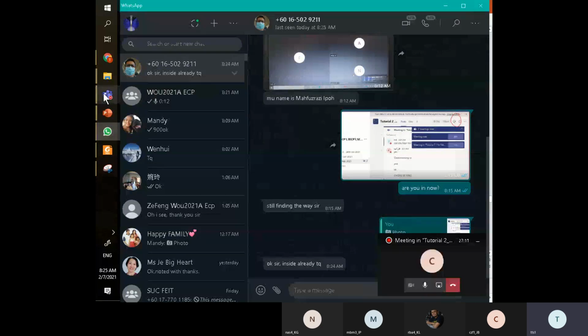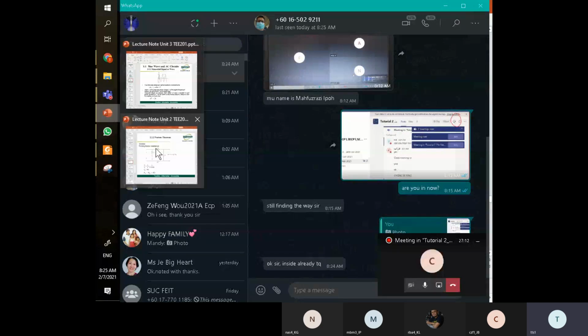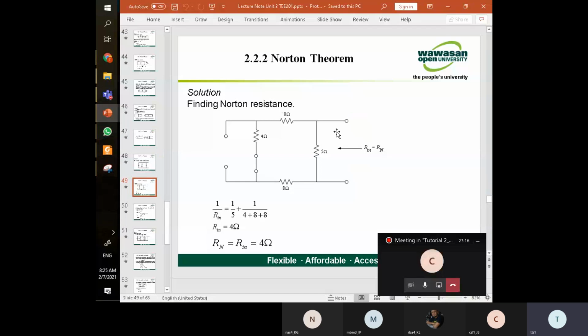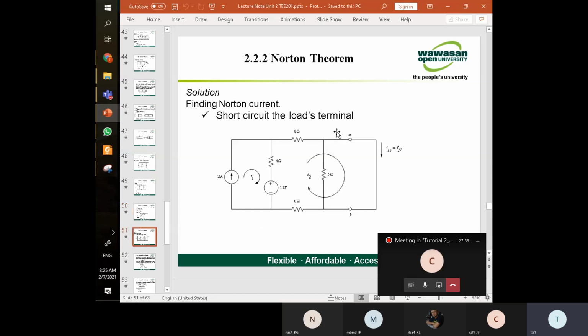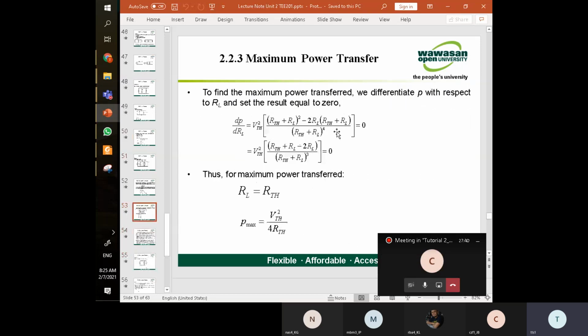Okay. For this Norton and Thevenin theorem, you can easily find many examples on YouTube and on other websites, there are many tutorials out there. So it's not a problem. Basically, all you need to know is that these two theorems help you reduce the circuit, okay? So that later on you can analyze the circuit easily after you attach the external component.